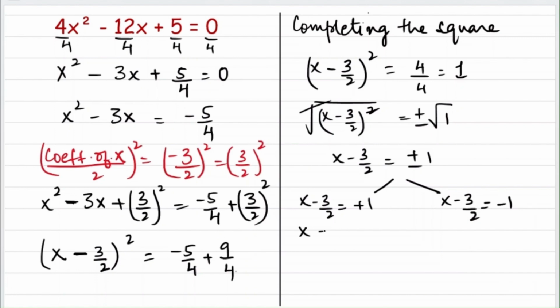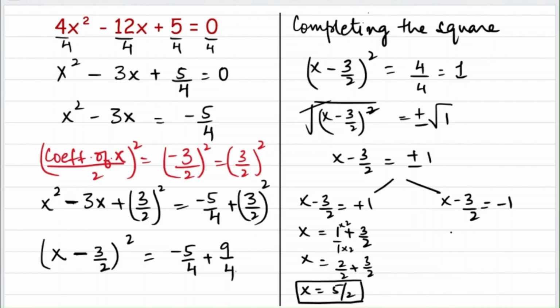Now it will give me x is equal to 1 plus 3 over 2. And it's like 1, and to make it 2, I will multiply numerator and denominator with 2. So it's 2 over 2 plus 3 over 2. So x is equal to 5 over 2. So this is one of my solutions.